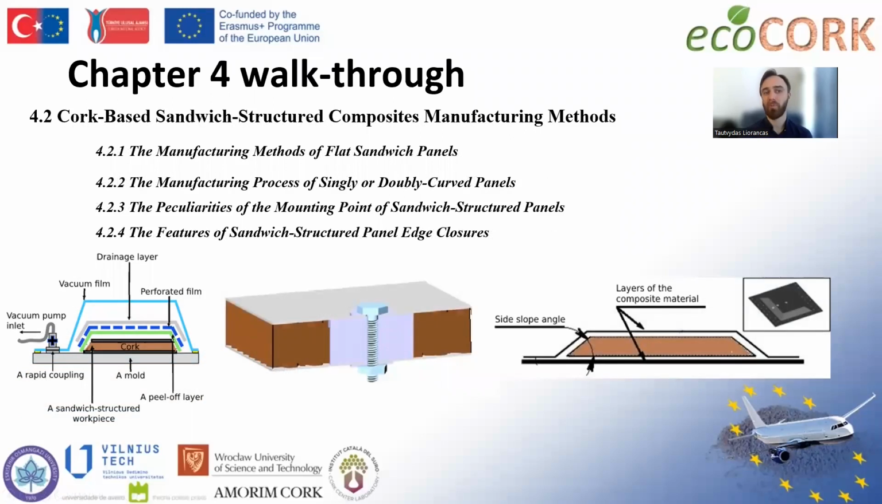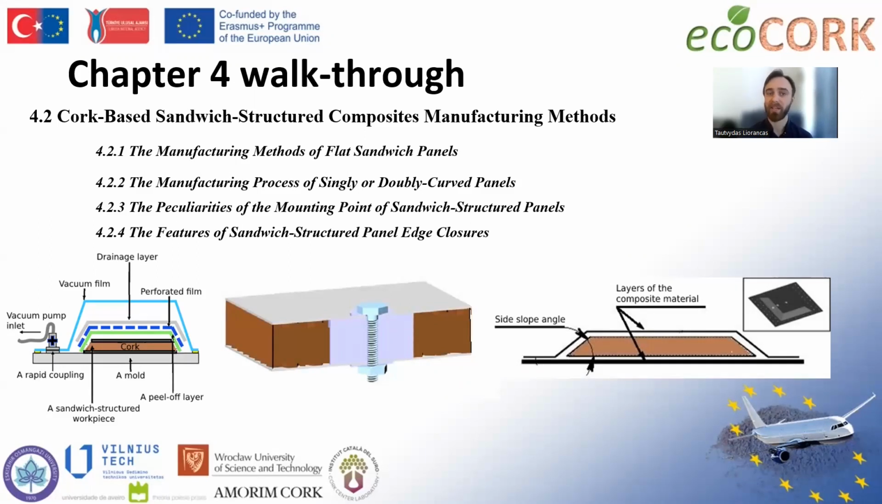In Subchapter 4.2, cork-based sandwich structure composite manufacturing methods, we will discuss, first of all, the manufacturing of flat sandwich plates, because flat sandwich panels are most commonly used in aeronautical engineering. Furthermore, they are the easiest to produce, therefore they can be manufactured and then tested by any engineer, student, or university.